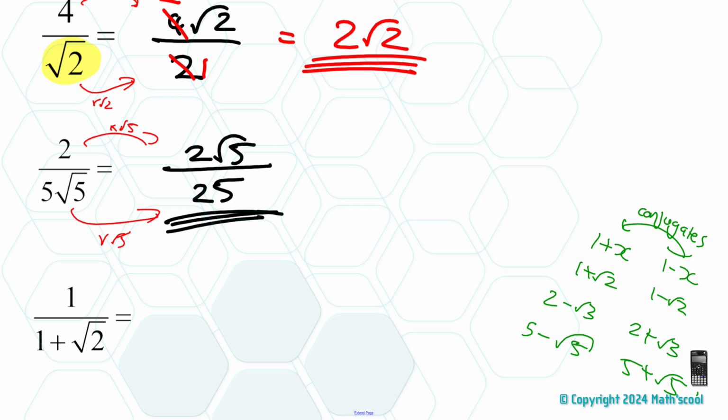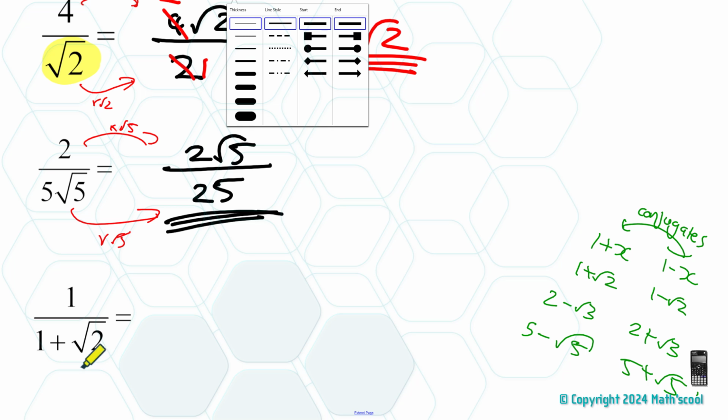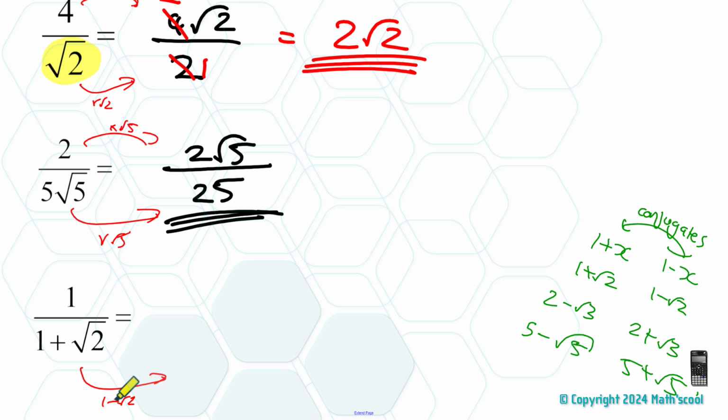We like multiplying conjugates together. So what we're going to do is multiply the top and bottom of this by 1 minus root 2, times 1 minus root 2. Why? Because we'll get to multiply 1 plus root 2 by 1 minus root 2, and that's always going to be lovely. You'll see what I mean in a second.